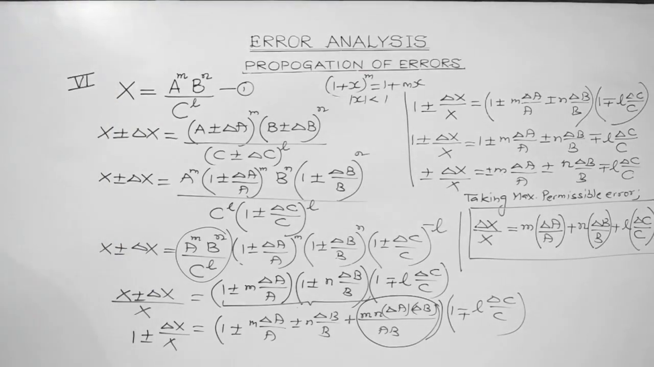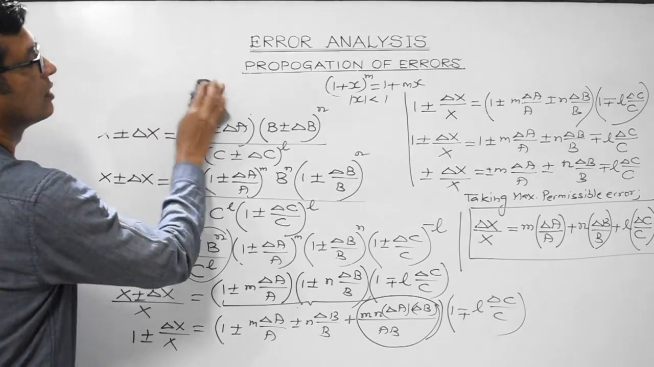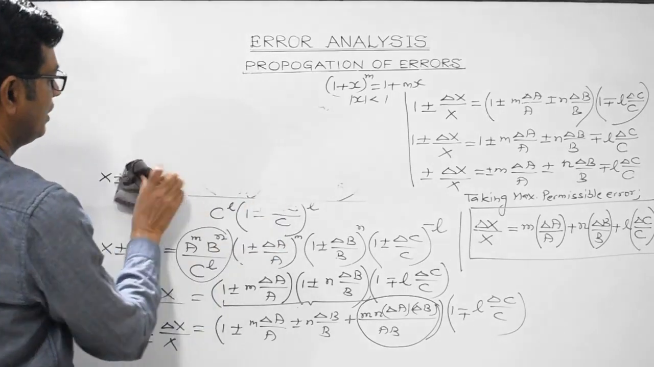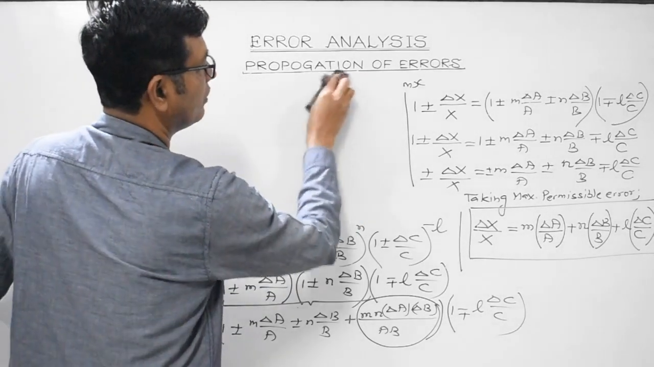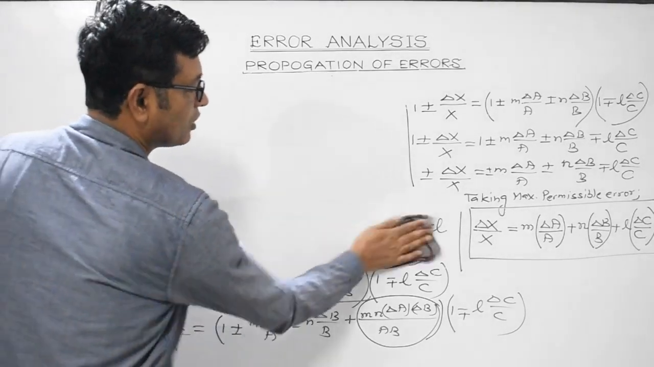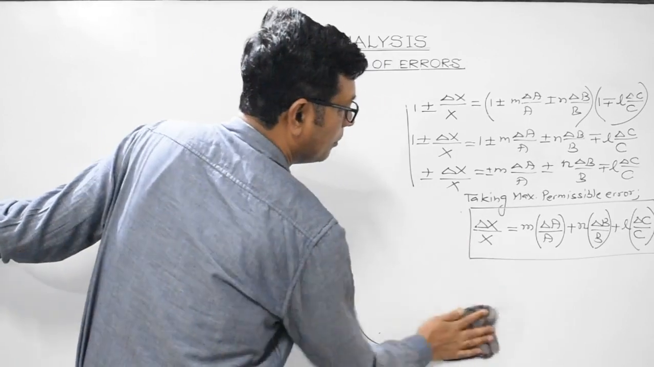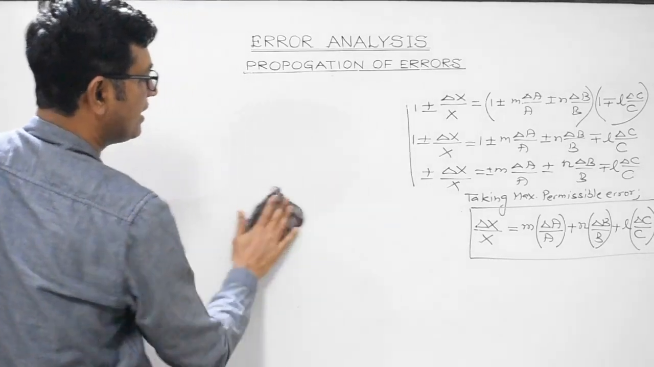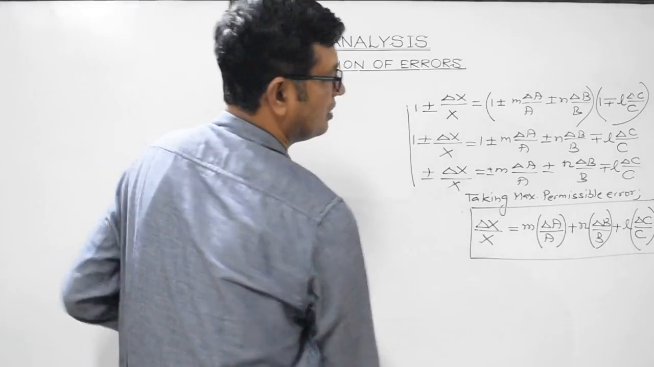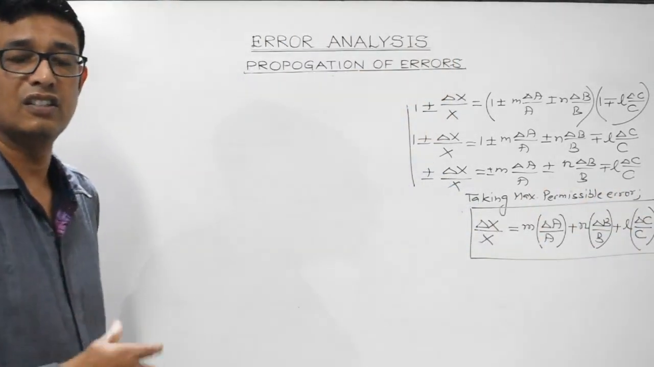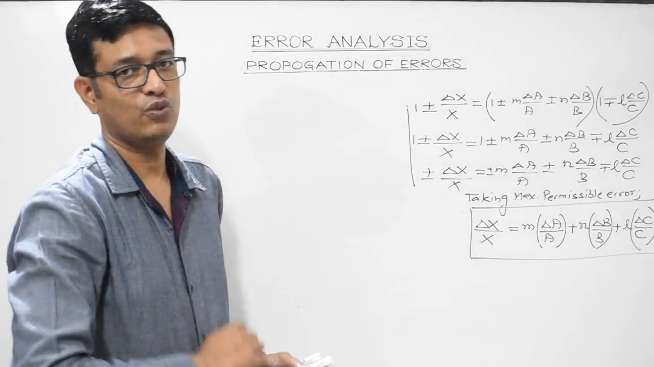Now you can express the above result also in terms of percentage error. Look students, multiplying both the sides by 100, you can express the above result in terms of percentage error as well. That will give us maximum percentage error in x. It will be equal to m times the maximum percentage error in a plus n times maximum percentage error in b plus L times maximum percentage error in C, right? Simply we have to multiply 100 on both sides. So that will give us the result in terms of percentage error as well, right?